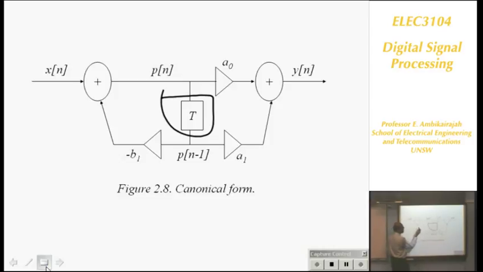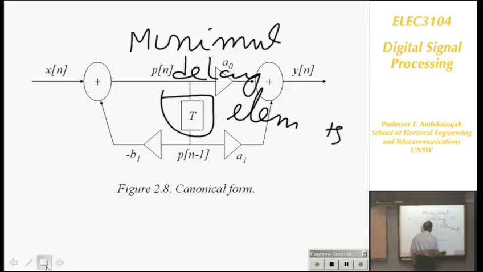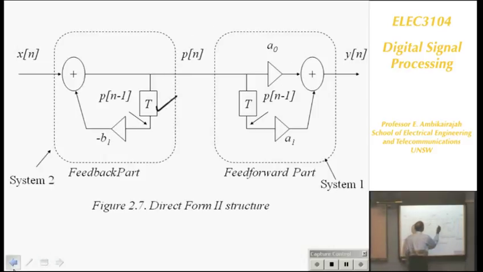This structure with the minimum delay elements is called canonic. I think you can take out the AL. Canonic form means it's a structure which has got a minimum number of delays. So the previous structure that we had from here is not canonic because we got two delays there. You could actually combine them into a single delay if it's canonic.